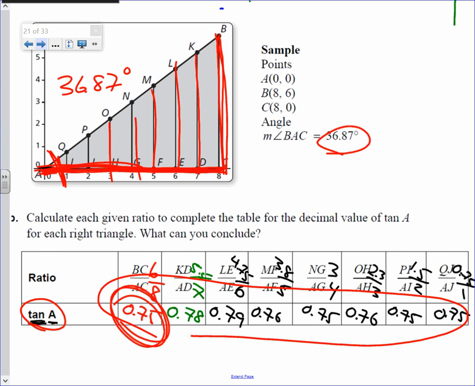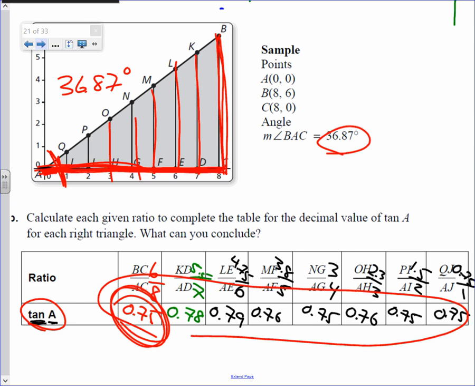Ladies and gentlemen, we were doing the tangent ratio, you just were unaware of it. Tan, T-A-N, is short for tangent in mathematics. So as we're filling this in, we're actually taking the tangent ratio of that angle: the side that's opposite the acute angle over the side that's adjacent.